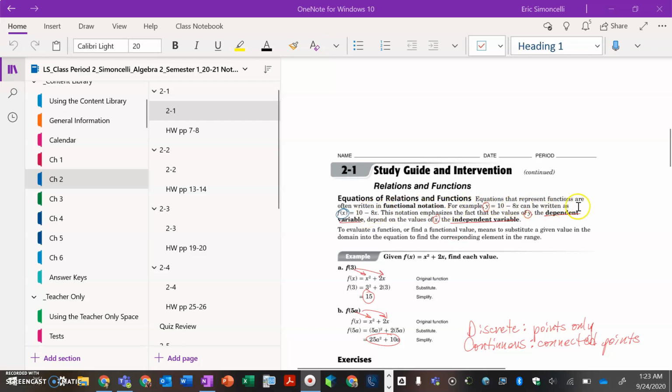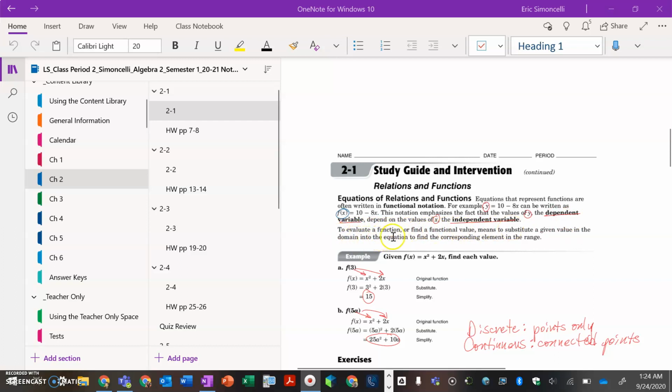Equations that represent functions are often written in what we call functional notation. For example, y equals 10 minus 8x can be written as f of x equals 10 minus 8x. So this f of x is replacing y. This notation emphasizes the fact that the values of y, in other words the dependent variable, depend on the values of x, in other words the independent variable.